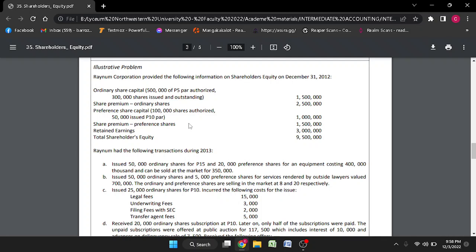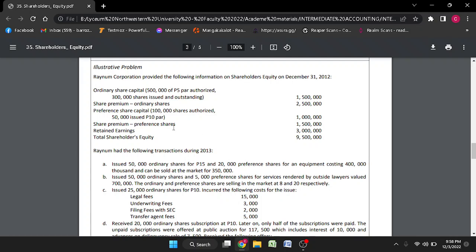Next would be the preference share capital of 100,000 shares authorized, 50,000 of which was issued and outstanding with a par value of 10 pesos. 50,000 times 10, that should have been 500,000. Therefore, the 1 million here was computed using the 100,000 shares authorized, different from the ordinary shares.